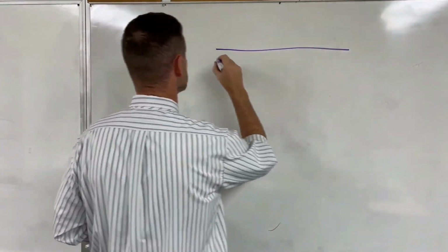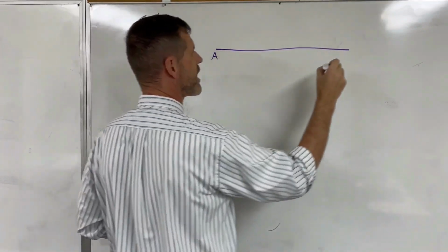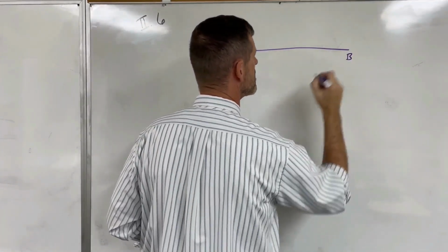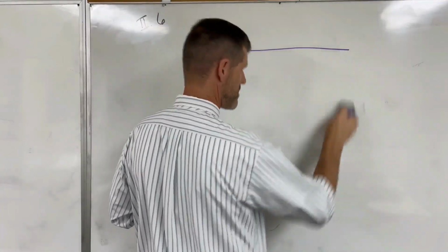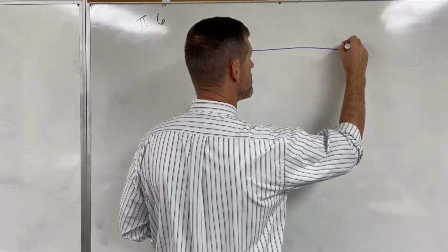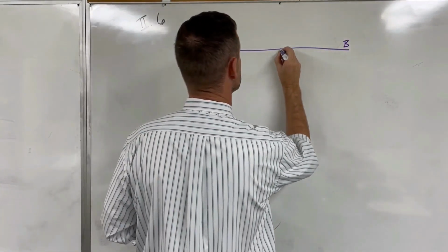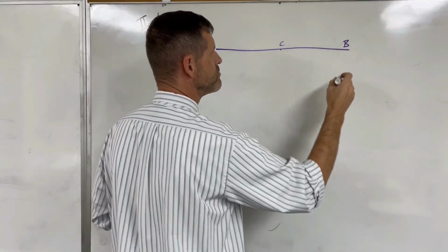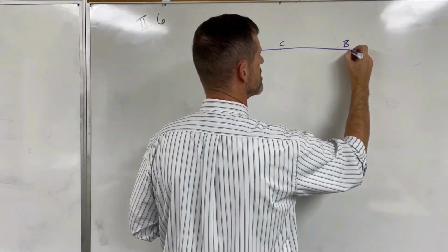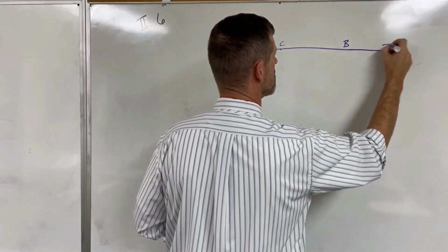So we start off with our straight line, AB. And then we bisect it at C, and then we're going to add a length onto B from point B. We'll call it point D.